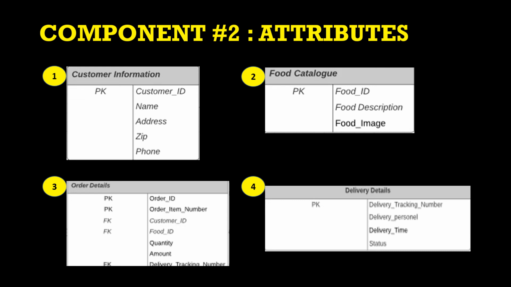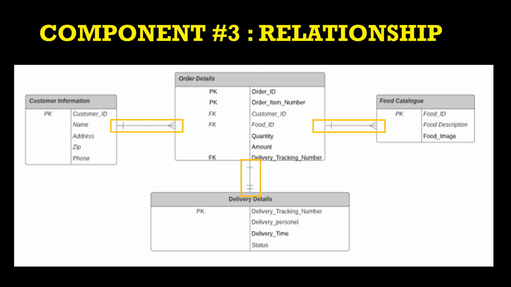Now we have defined the attributes, let's move on to the last component. Component number 3, relationships. What is shown in this slide is the relationship between the entities defined by Tina earlier. We know from our previous slide that the order detail entity has relationship with all the 3 entities. Now Tina has to document the type of relationship between each of them, which is component number 3. I will only touch upon 2 types of relationship which is most commonly used in the ER diagrams.